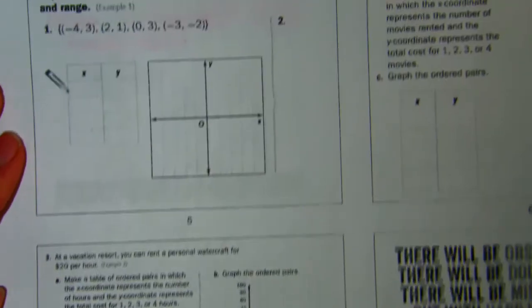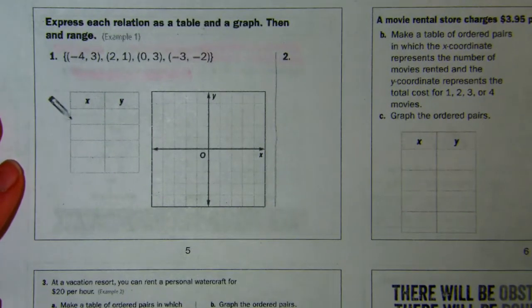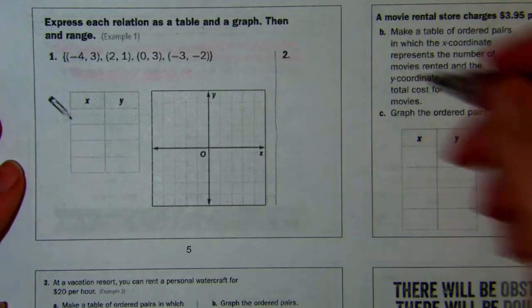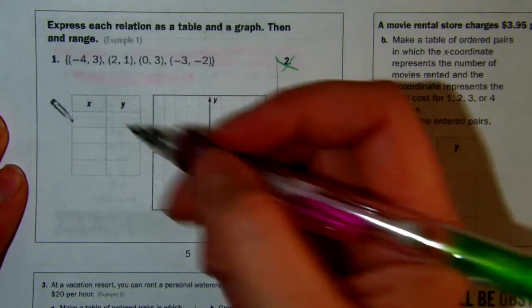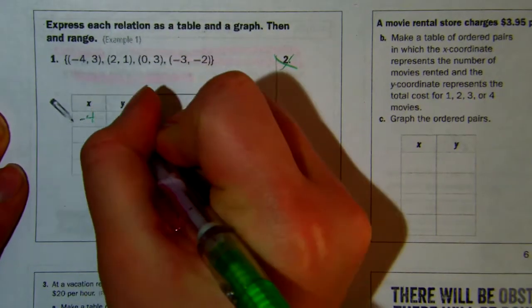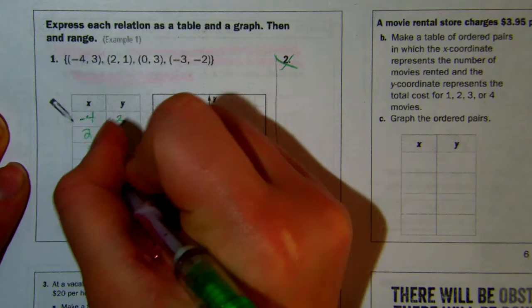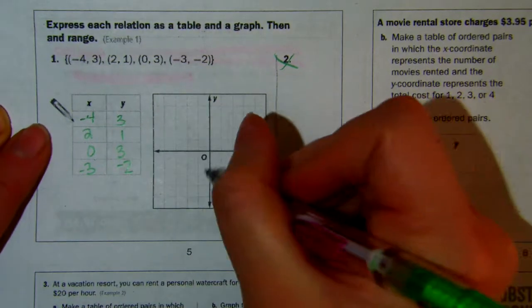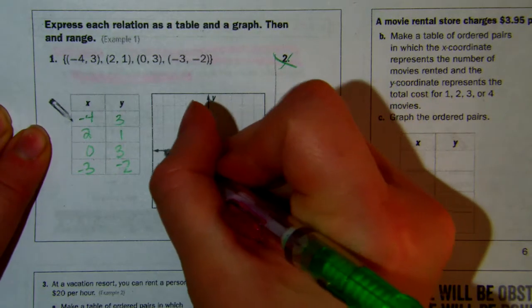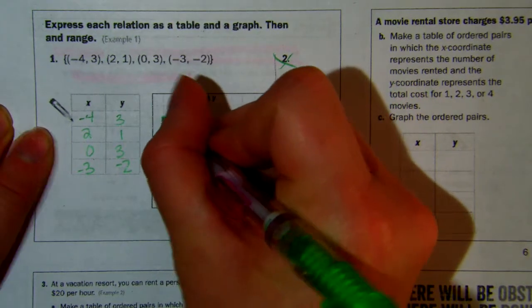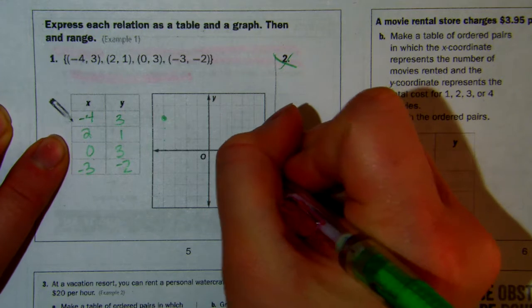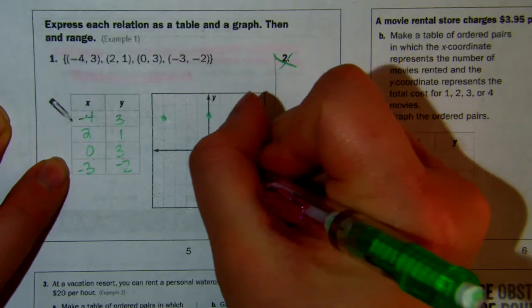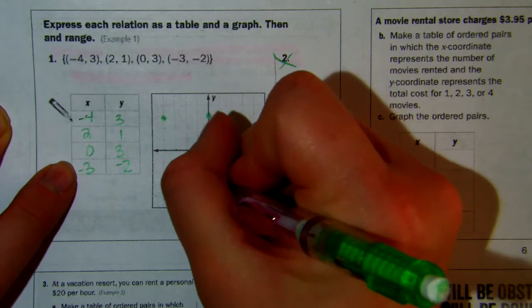They're asking us to do the same thing in this slide. Not 2 though, because apparently I'm not sure why that's there. So -4, 3, 2, 1, 0, 3, -3, -2. Graphing those, I'm going to go by ones. 4 to the left, up 3. 2 to the right, 1 up. 0 and 3 up. 3 to the left and down 2.